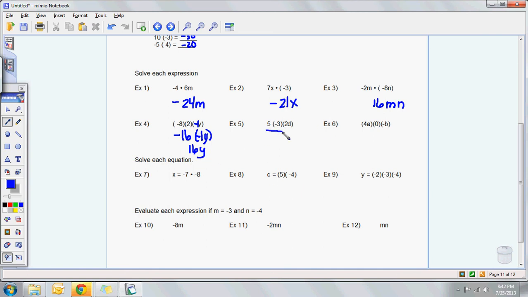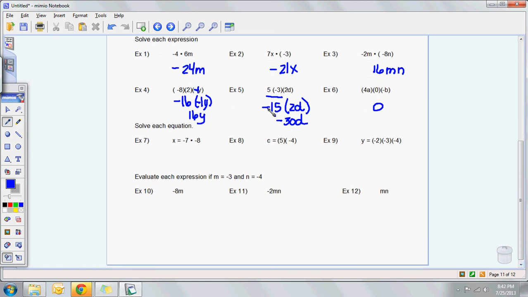So let's do this first. 5 times a negative 3, it's going to be different signs, so negative. I'm going to bring down that 2d. Negative 15 times positive 2 is going to give me negative 30d. Different signs, my answer is negative. Last one, this one here, you should know that anything times 0 is 0, so my answer is going to be 0. And remember, whenever you have 0, you can't be positive or negative, and you can't have the variable, so your answer is just 0.